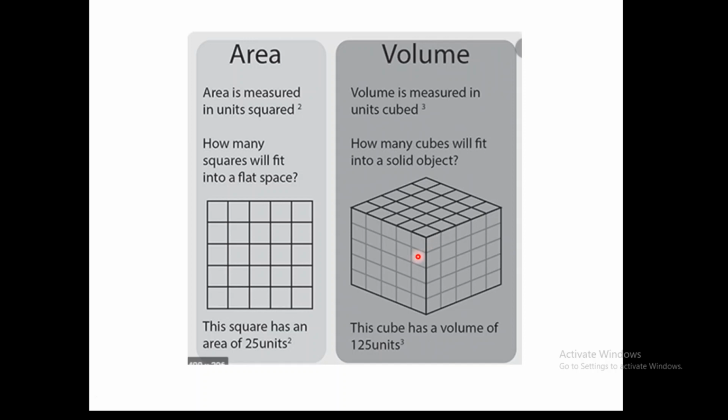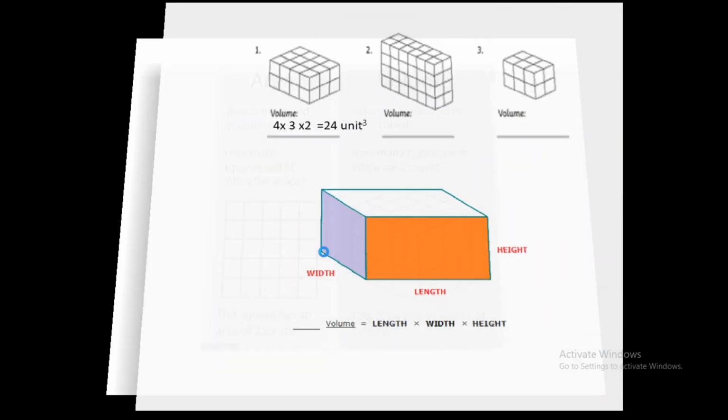but volume can be measured by taking how many unit cubes are in this solid. Okay, look here, 25 unit squares, here 125 unit cubes. Here how many cubes will fit into this solid? Here how many squares fit in this flat space? That is the difference between area and volume.